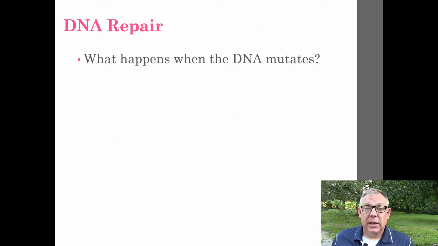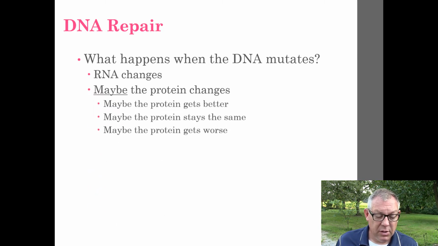So again, what happens when the DNA mutates? The RNA changes, and maybe the protein changes. Maybe the protein changes for the better. You get a slightly different protein, but it works better at catalyzing its reaction. Or maybe it catalyzes a different reaction, and that's possible, although rare. Maybe the protein stays the same. Even though you change the DNA and the RNA, it's possible that it has no effect, and the protein works just the same. That's a silent mutation, and that is very common.